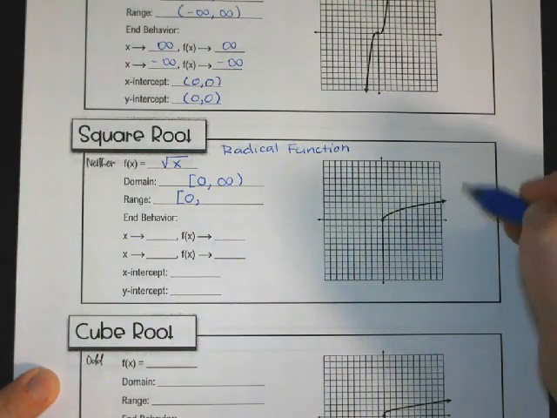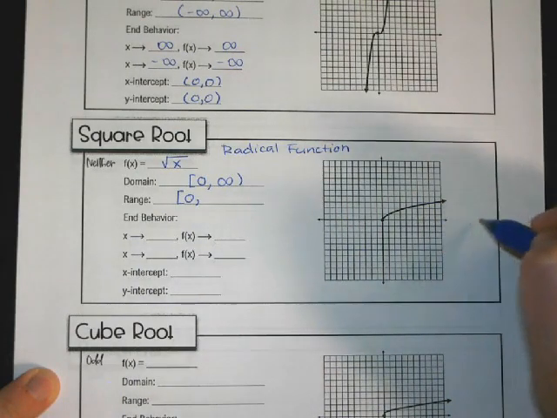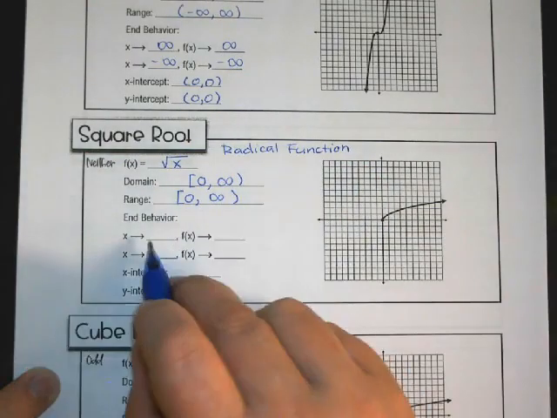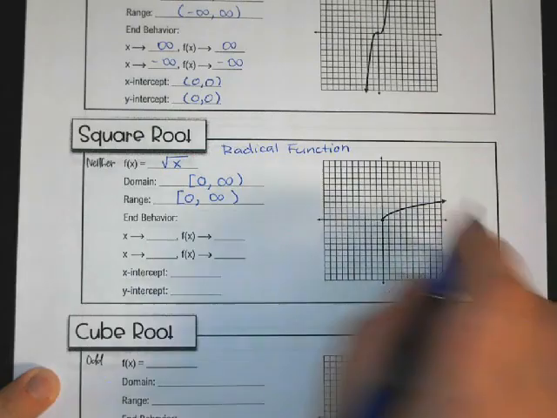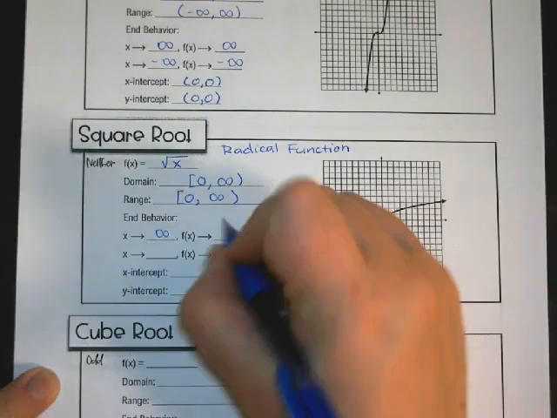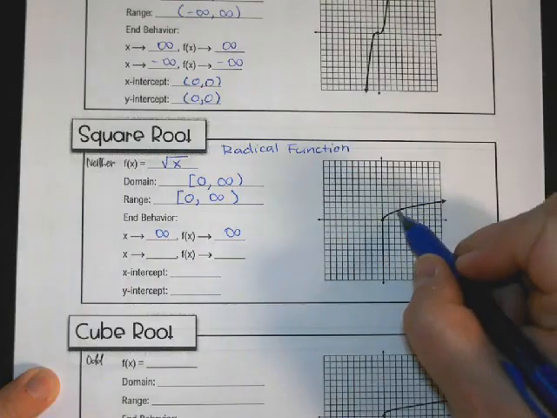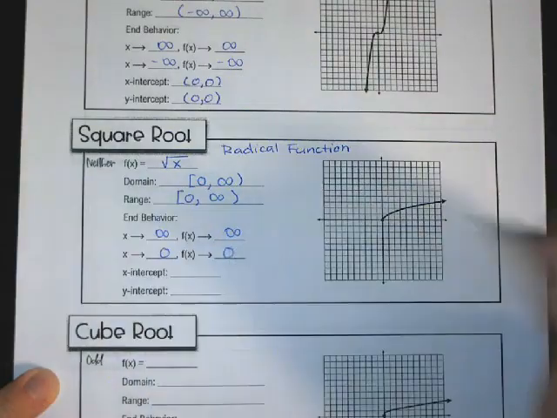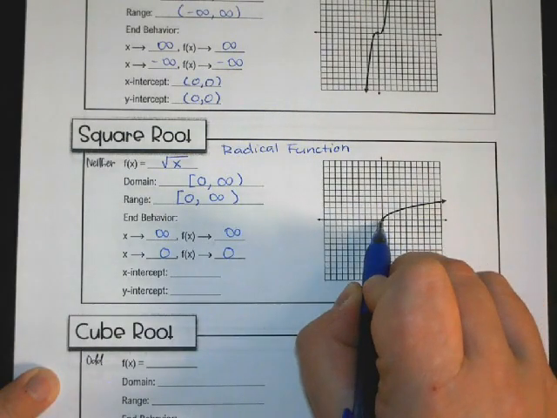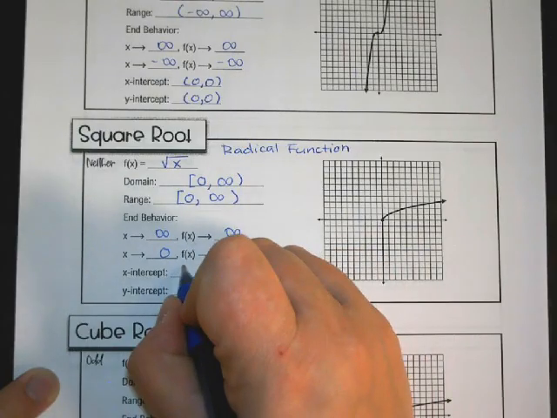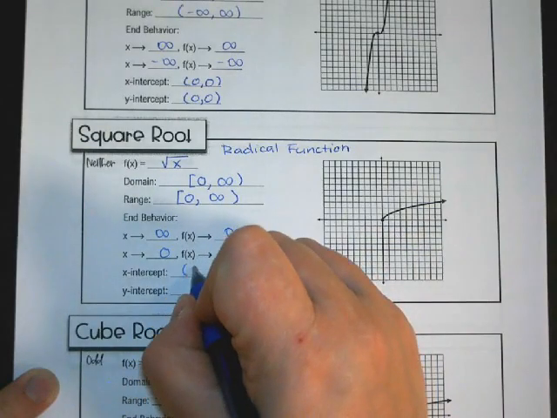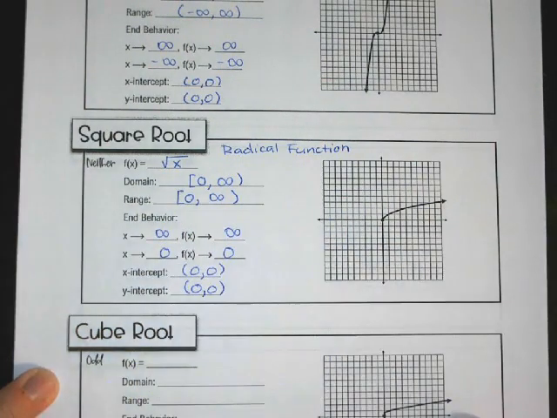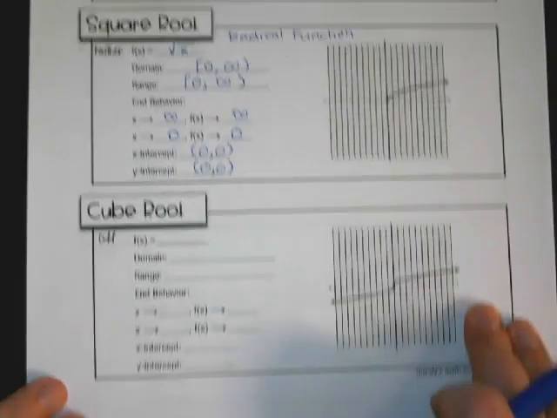But it will get increasingly bigger as I make my x bigger and bigger. So this is to positive infinity. So for my end behavior, as I approach positive infinity, I'm going to get increasingly positive. But as I approach 0, my y is also going to approach 0. And then I do have this convenient intercept here where I hit the x-axis at 0, 0, and I hit the y-axis at 0, 0. So that's a little bit different from what we've seen so far.